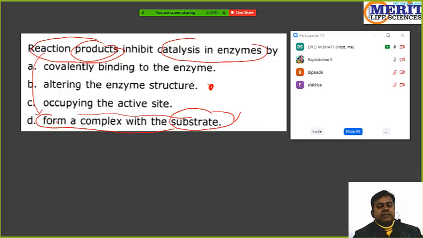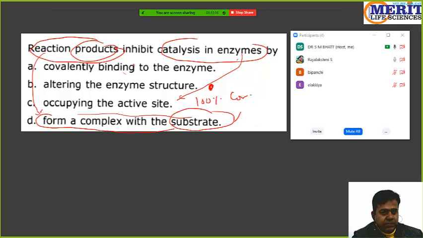Okay, sir, I'll go with C, occupying the active site. Yes, this is 100% correct, because enzymes have the active site. Altering the enzyme structure, no alteration is there. This is exactly talking about the feedback inhibition.